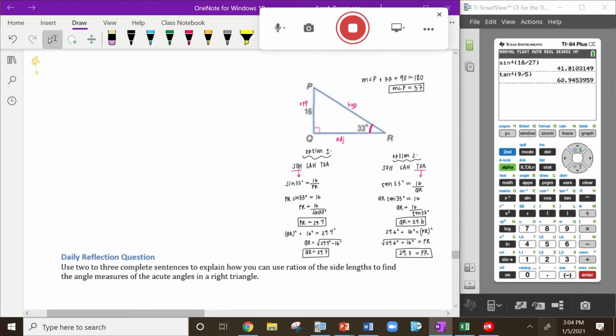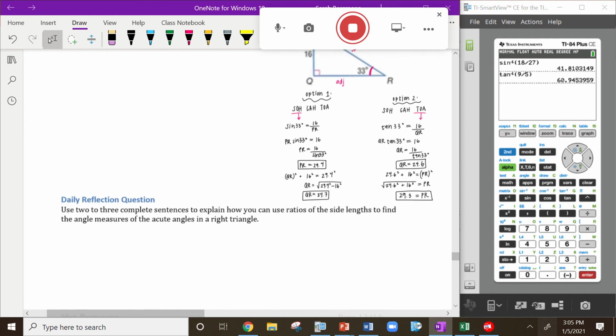Finally, I want you to reflect on this. I want you to use 2 to 3 complete sentences in order to explain how you can use the ratios of the side lengths to find the angle measures of the acute angles in a right triangle. So remember, if we're finding angle measures, your answer should have something to do with an inverse trig function.